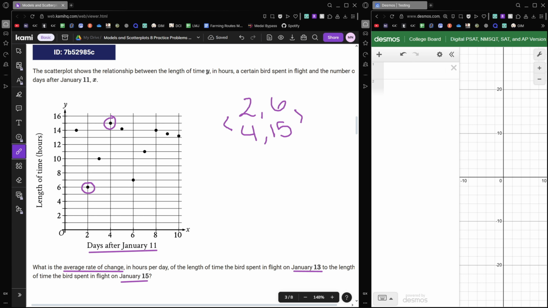So to go from 6 to 15, you would add 9. And then to go from 2 to 4, you would add 2. So delta y over delta x would be 9 over 2, which is 4.5. So the average rate of change is 4.5.